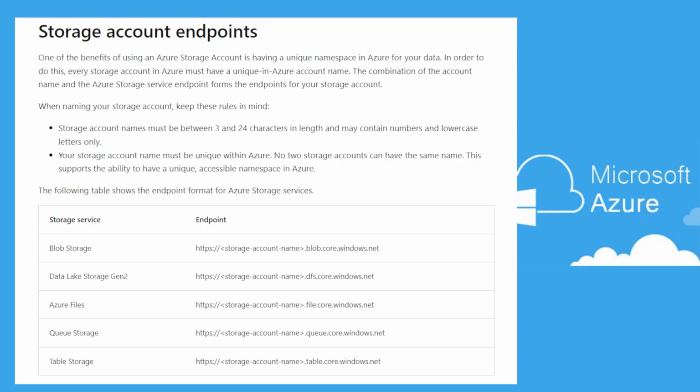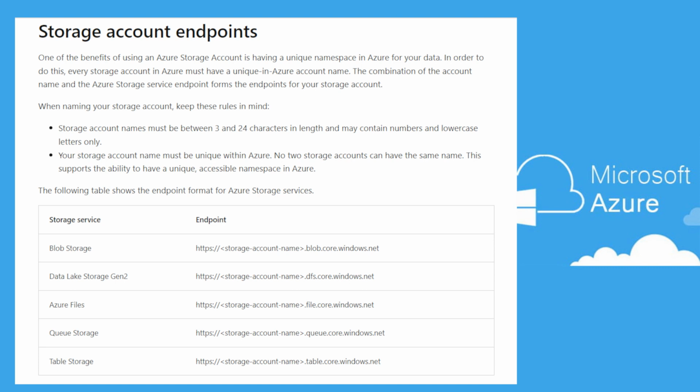Storage account endpoints. One of the benefits of using an Azure storage account is having a unique namespace in Azure for your data. In order to do this, every storage account in Azure must have a unique account name. The combination of the account name and the Azure Storage Service endpoint forms the endpoints for your storage account.